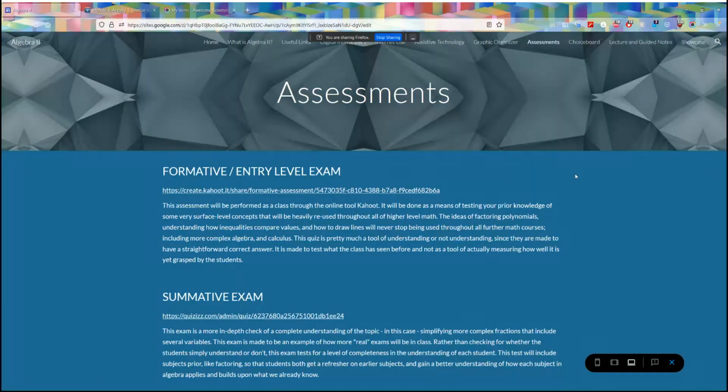Moving on to assessments. So for a formative or an entry-level exam, I've created this Kahoot. It will be done as a means of testing prior knowledge of some very surface-level concepts that will be heavily reused throughout all of higher-level math. We can take a quick look at it.